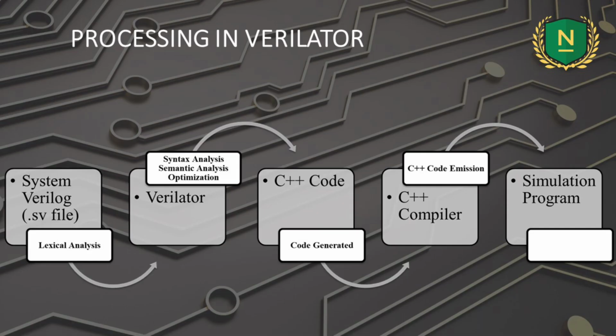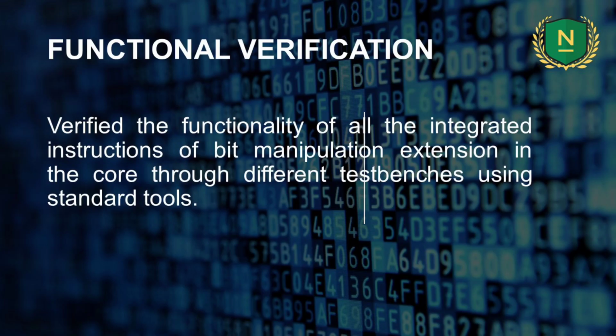This is the flow of any file through the Verilator. We are using Verilator to convert a file into the object file that is used for functional verification. We created various test benches and ran them through Verilator to check the functionality of every instruction, and this all improves the overall performance. We are creating more test benches to bring more efficiency.